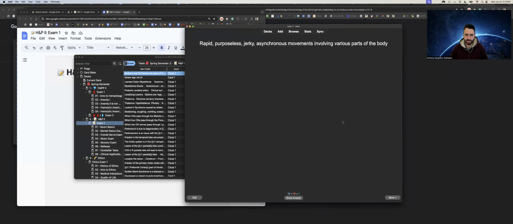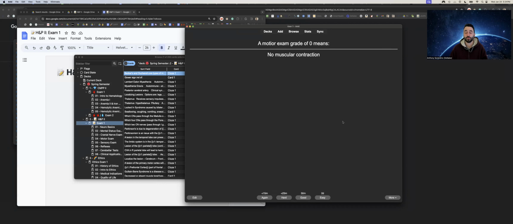Rapid, purposeless, jerky, asynchronous movements involving various parts of the body. I don't know. Chorea. Okay. All right. And we see that with it. And this is what disappears with sleep. A motor exam grade of 0 means 0 muscle contractions.